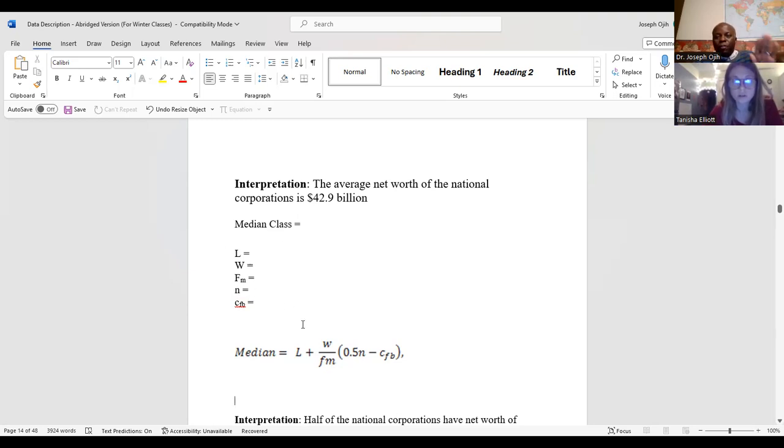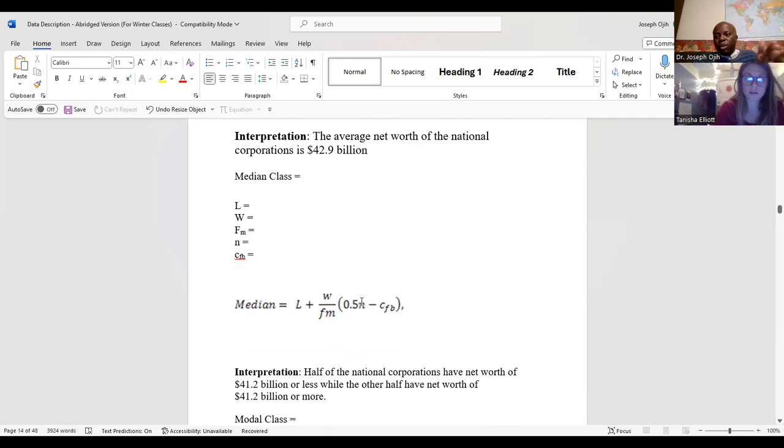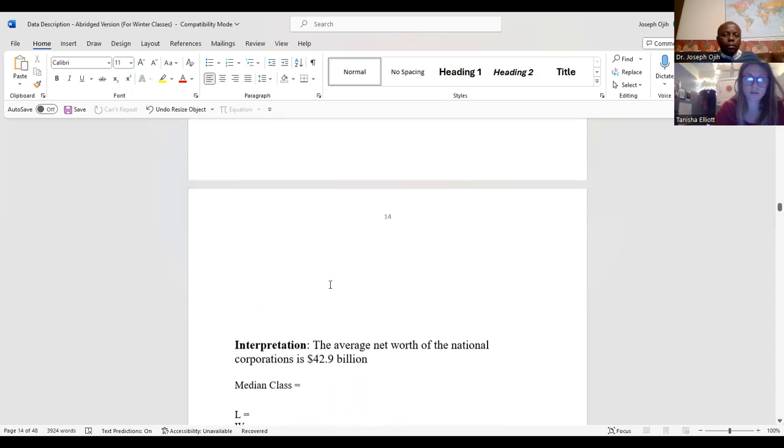Otherwise, this one means the lower class limit of the median class. This one means the class width. This is the frequency of the median class. So it's a lot, so don't worry about it. We're gonna use a midpoint. But I wanted to show you the formula anyway, just to show you how it looks.